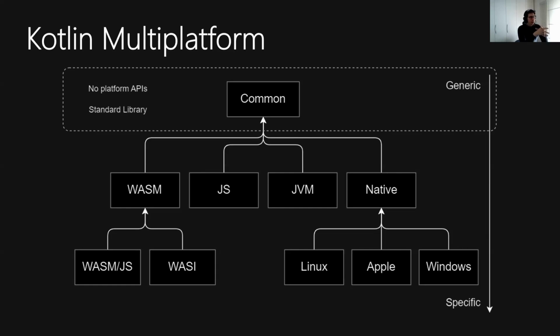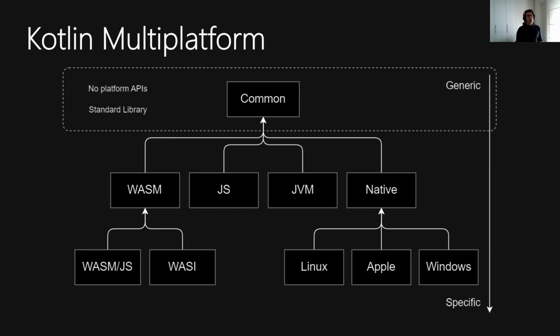And here, in this example, we have a hierarchy of targets with the first one, the top-level one, being common. It's not really a platform, it's just a way to know that when we code in the common layer, we can potentially compile for all of the platforms that Kotlin supports, which are 20 plus. So if you look on the right side, I've written generic at the top right and specific at the bottom right. That means the common layer is the most generic one, and it doesn't have access to any platform-specific APIs, if not through the standard library.